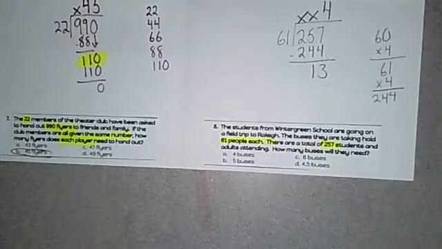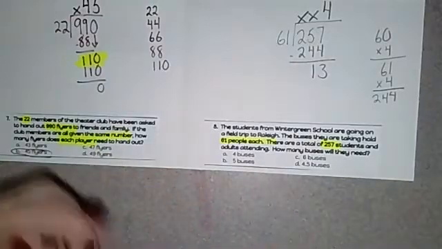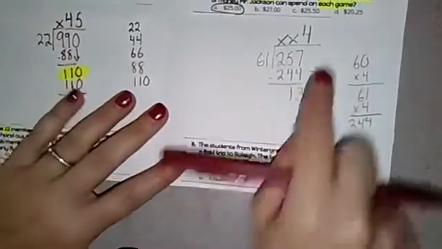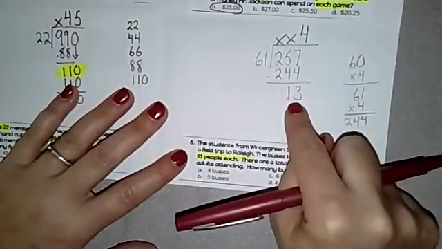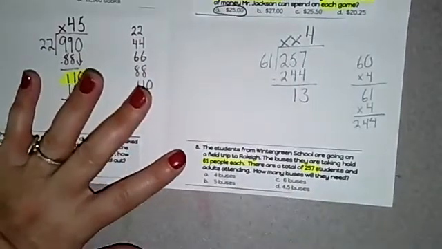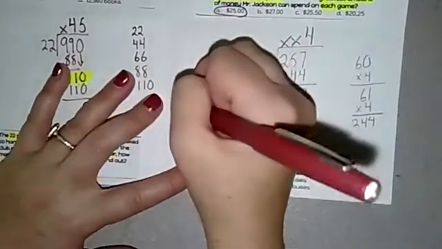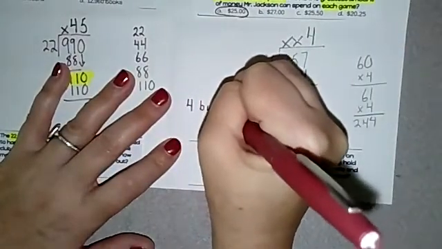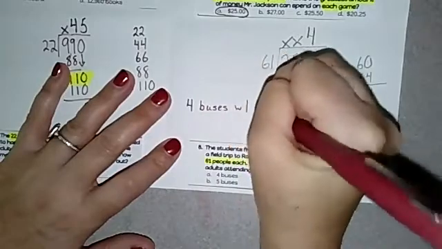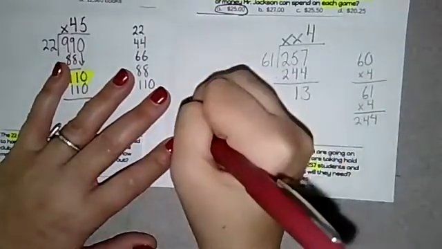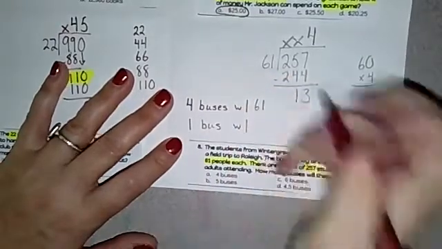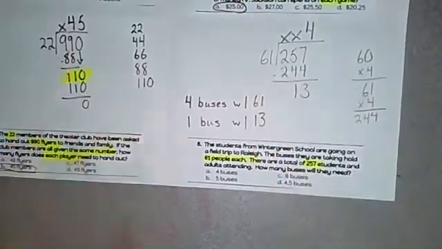All right. So what this means, we've got to interpret the remainder because there ain't no such thing as 4 buses, remainder 13. Y'all ever heard of 4 remainder 13 buses? I have not. So this means that there are 4 buses with 61 people in them, and then 1 bus is going to have these 13 kids in it. Do you understand? So how many total buses do you need?